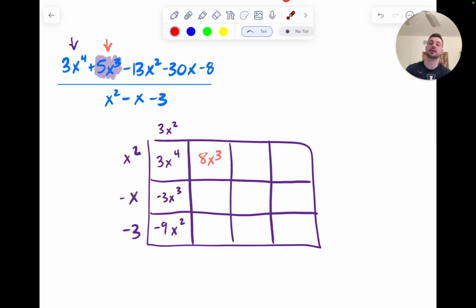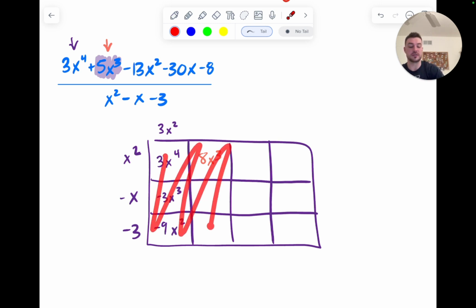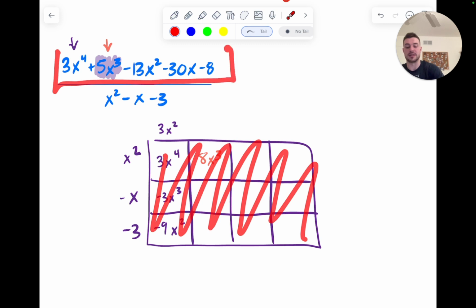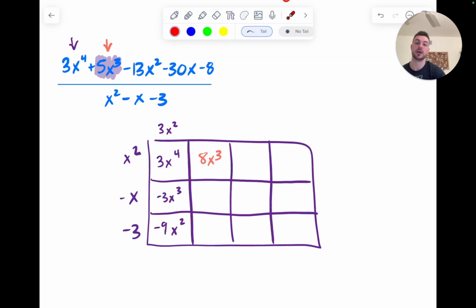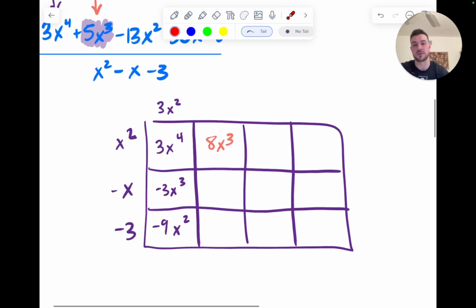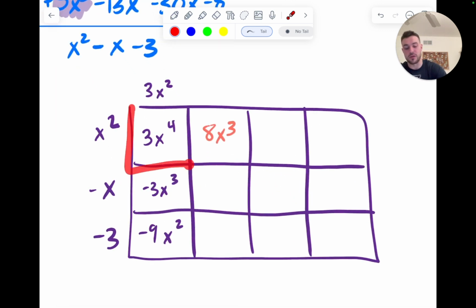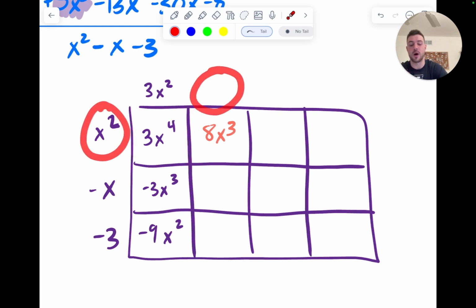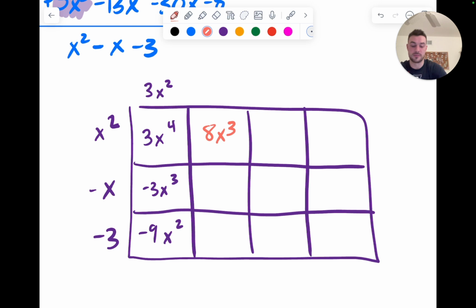And again, the box is supposed to represent the area, so all of these parts in here should combine to give me this polynomial. So right now it does, and now I need to work backwards a little bit. It's kind of like what we did with our 3x to the fourth here. I know the area of this box, and I know that this side length is the same side length as this one. So x squared times what is going to give me an 8x to the third? My answer is 8x to the first power.